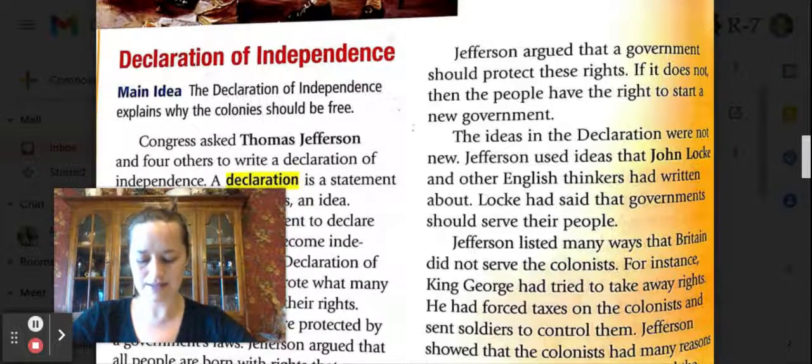The ideas in the Declaration were not new. Jefferson used ideas that John Locke and other English thinkers had written about. Locke said that government should serve their people. Jefferson listed many ways that Britain did not serve the colonists. For instance, King George had tried to take away their rights. He had forced taxes on the colonists and sent soldiers to control them. Jefferson showed that the colonists had many reasons to separate from the king. They had the right to create their own government.